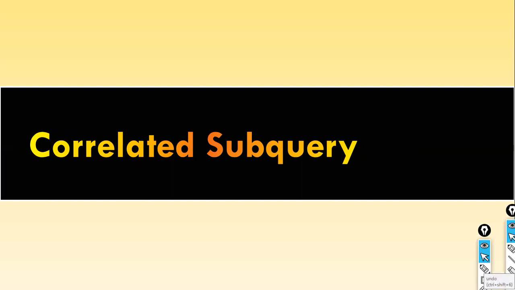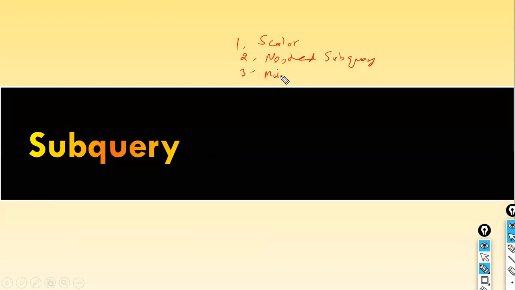It is missing here. I think I'm using the older version. Just give me a second. There are three types. One is the scalar subquery, and the second one is the nested subquery. And we have something else called multiple row subquery.